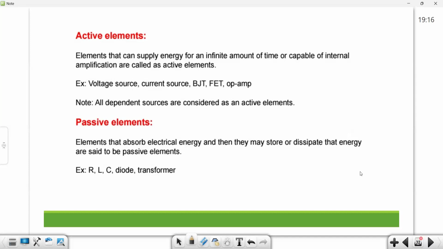Yesterday I told a little bit about active and passive elements. Can anybody tell? What is an active element? What is passive? Please reply. Even if it is wrong, no need to worry. Whatever you know, whatever you have learned, you tell. I want a reply. Even if you are telling wrong, no problem.